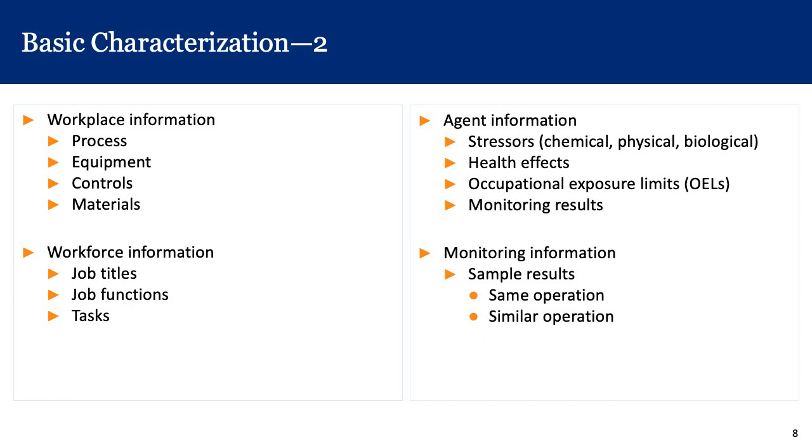The third bullet is the agent. So we really need to know what are the chemical, physical, and biological stressors that are in the workplace, what their health effects are, what their occupational exposure limits or OELs are. And if they have them, sometimes there may be no OEL if it's a brand new chemical, for example. And also, are there any exposure monitoring results available for these agents?